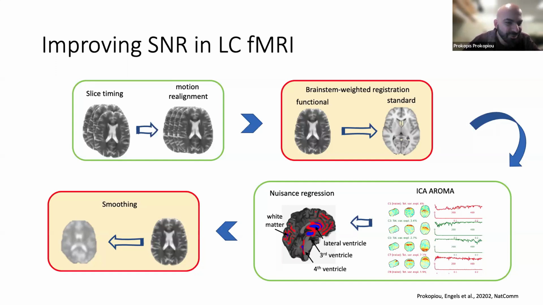Now, the fourth ventricle is full of fluid. Fluids have different properties with respect to motion; they probably move more than the more solid tissue. But we also include regressors derived from the fourth ventricle, hoping that in addition to physiology, these regressors also inform motion-related information specific to the region around the LC. So yeah, this is what we do.